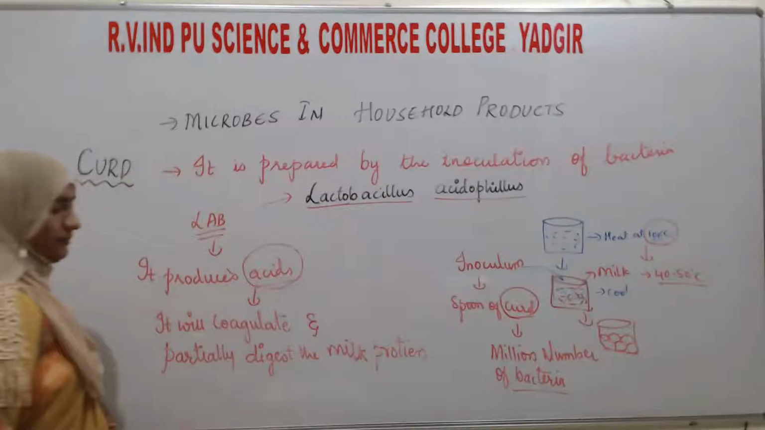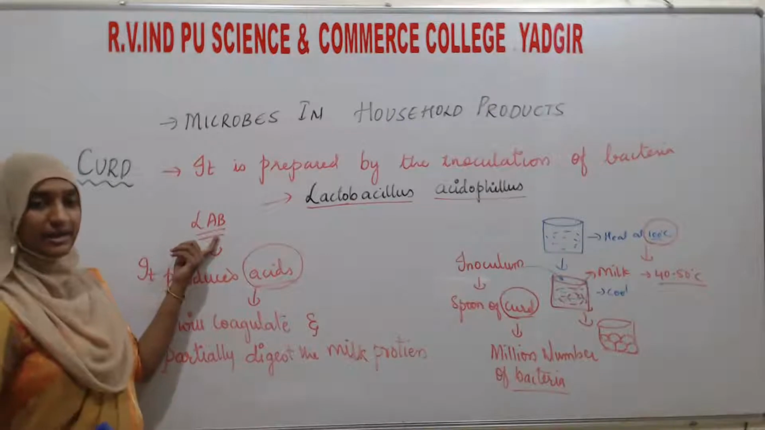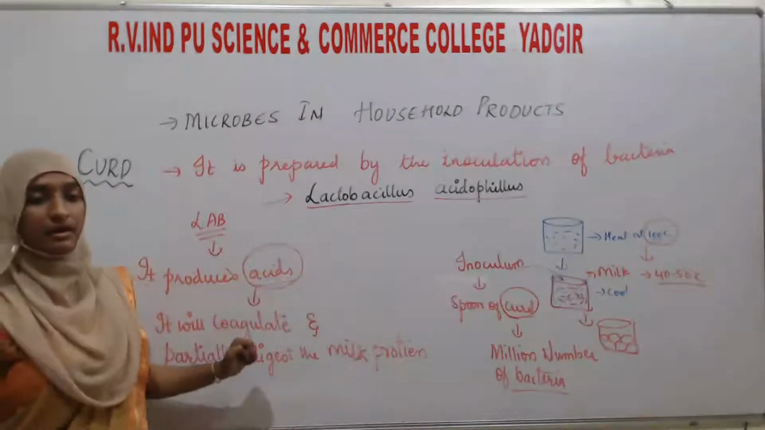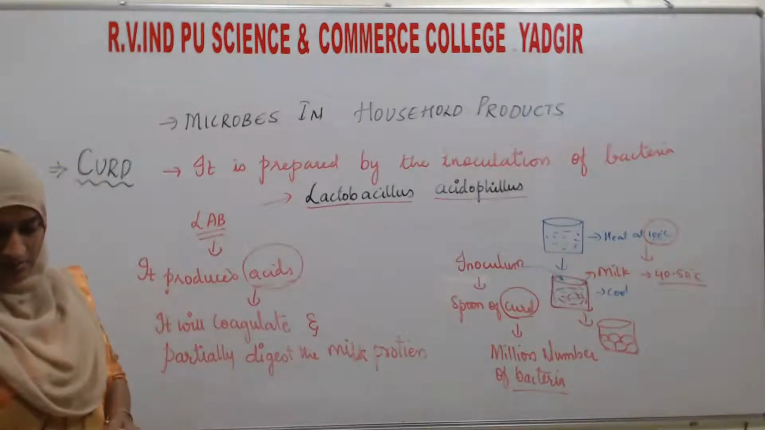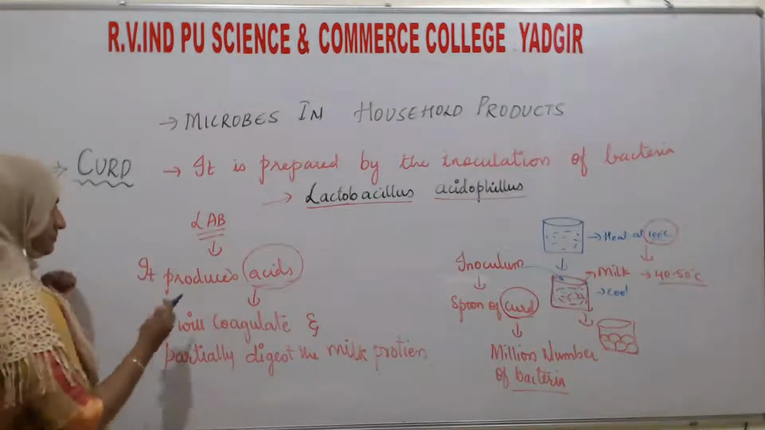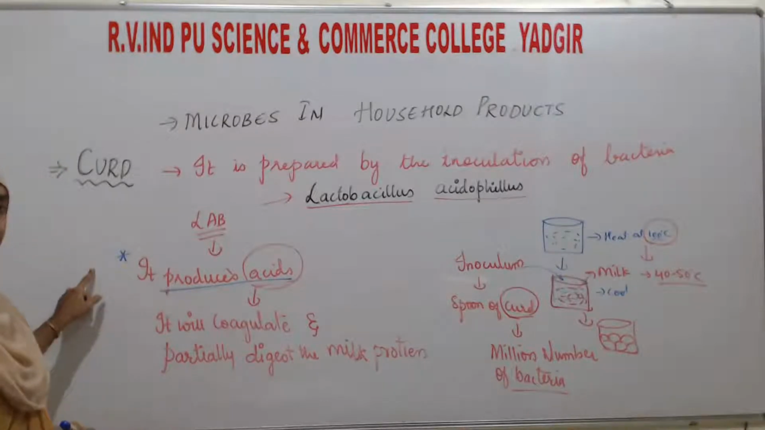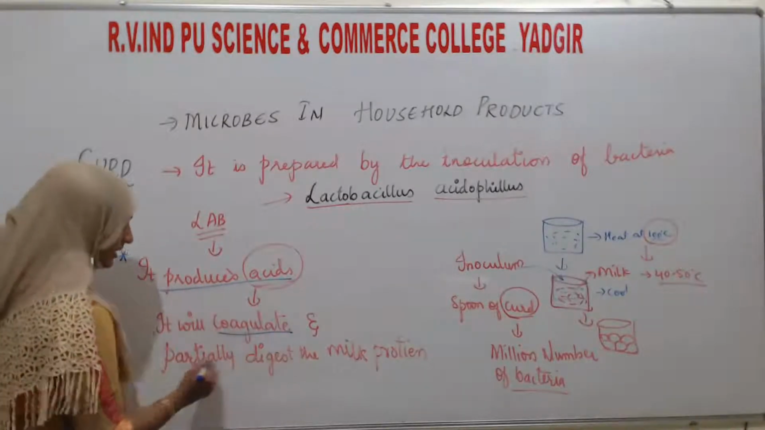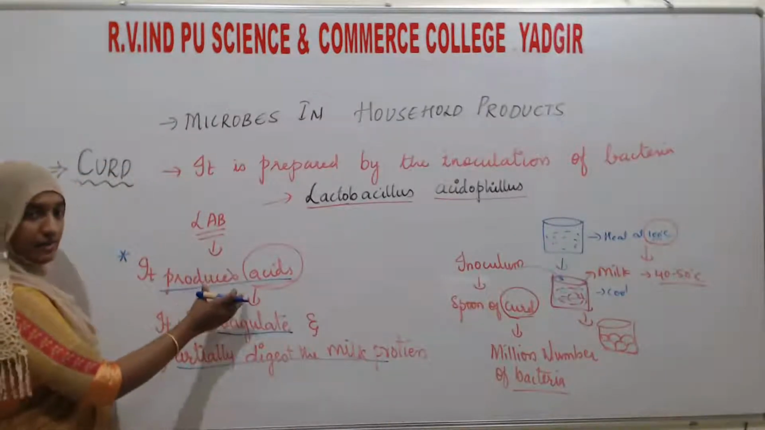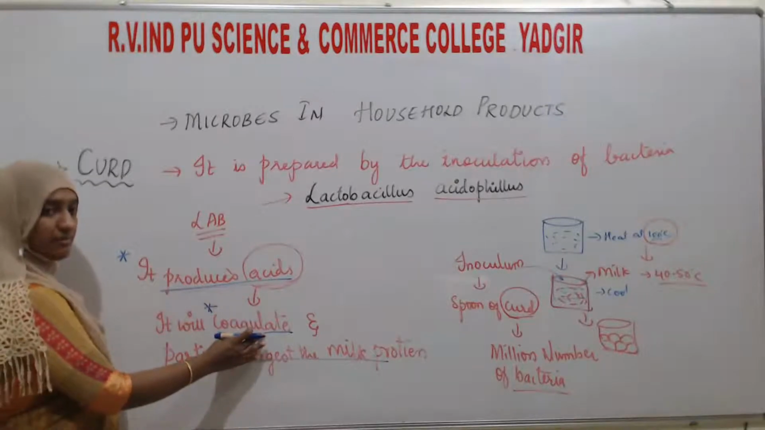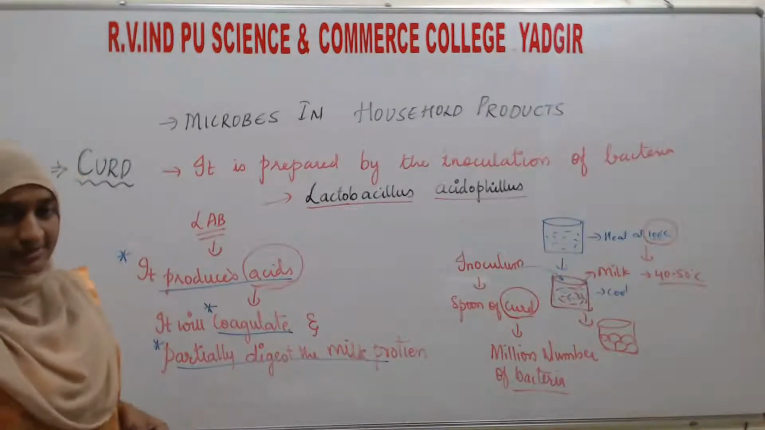by the lactic acid bacteria. See here, the two important things the lactic acid bacteria does when it is added to the milk. First, it produces the acids. Those acids will coagulate and partially digest the milk. This is the second thing. After producing the acid, first it will coagulate the milk, then second, it will partially digest the milk proteins.